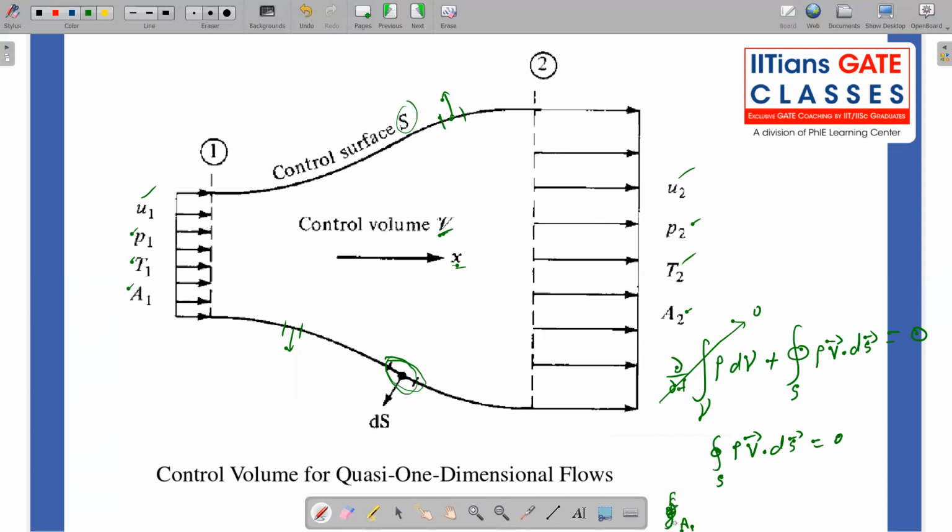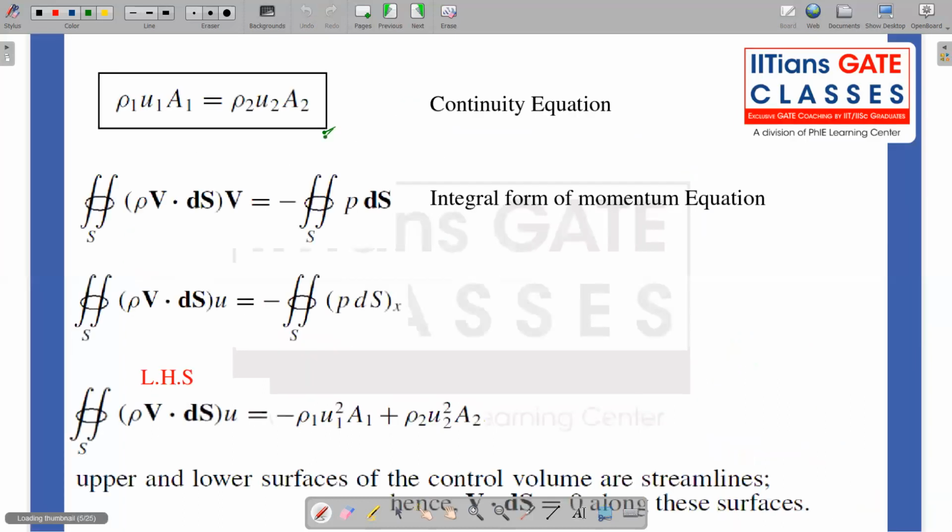Sorry, it is a contour integral. So I am dividing this contour into different surfaces. Now at area 1, this is nothing but rho v dot ds, plus at area 2, this is again rho v dot ds, plus the area integral, which is nothing but a double integral, along the wall, it is again rho v dot ds. ds is again a vector, right?